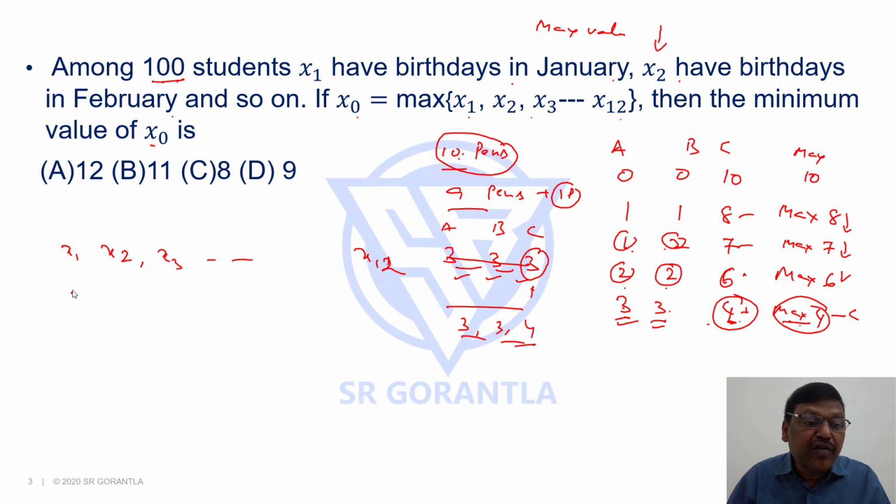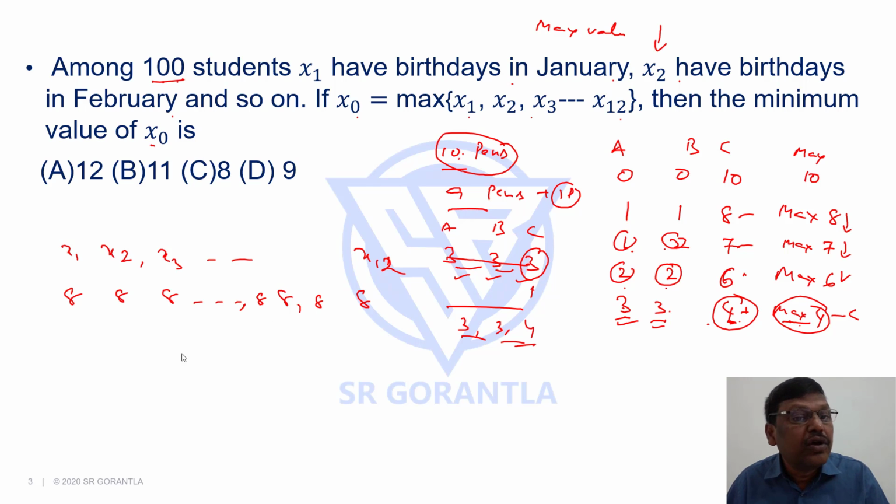So I can give 8, 8, 8 every month. Like this for 12 months, I can give every month 8. So 12 8s are 96 students. Still I have 4 students. If I give these 4 students to 1 month, the maximum will be 12. But I want to keep that maximum minimum, so why should we give all 4 to 1 month? Again we will distribute these 4 equally.